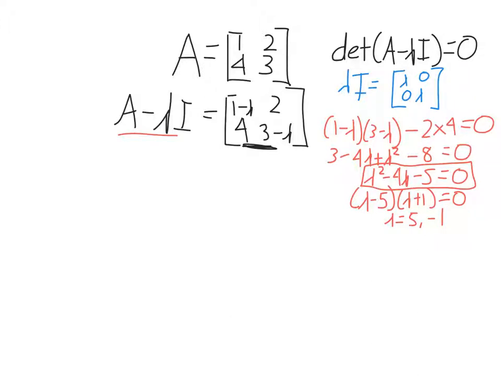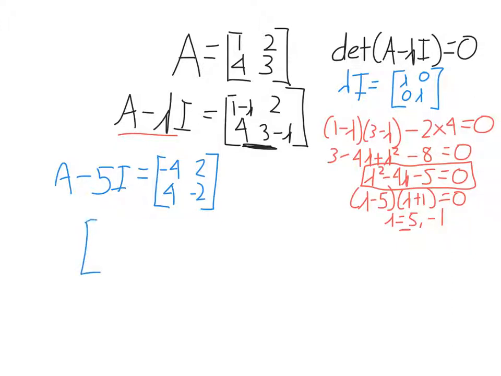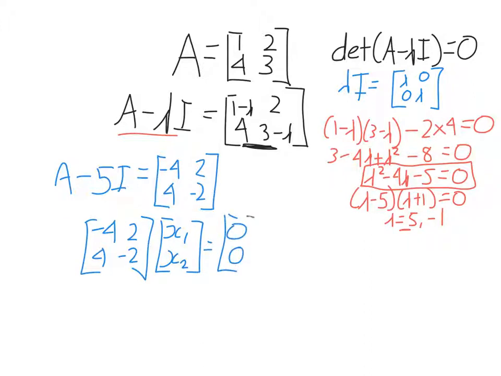So let's start by finding the eigenvector associated with lambda equals 5. So this is A minus lambda I, where lambda is 5, and I want to find a vector that I can multiply by this to get the 0 vector. So I'm solving the equation A minus 5I multiplied by a vector, I'll just call it x1, x2, gives me the 0 vector. So because the determinant of this matrix is 0, I know there will be a non-zero solution here.